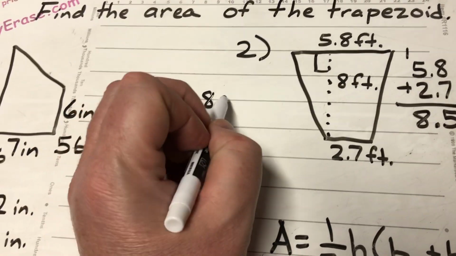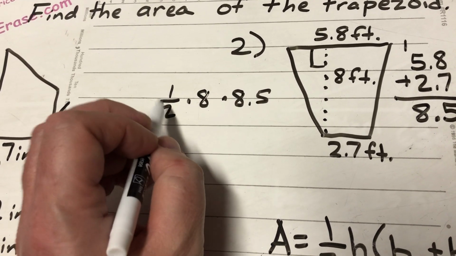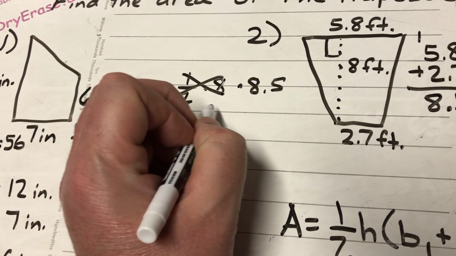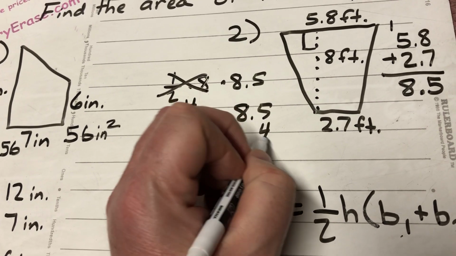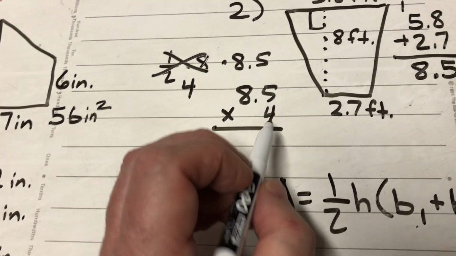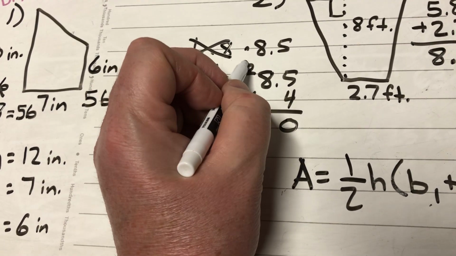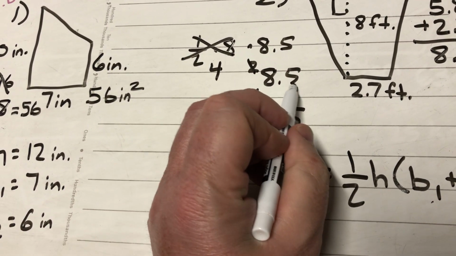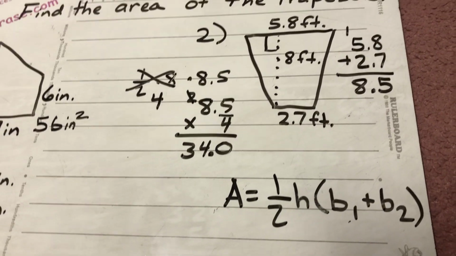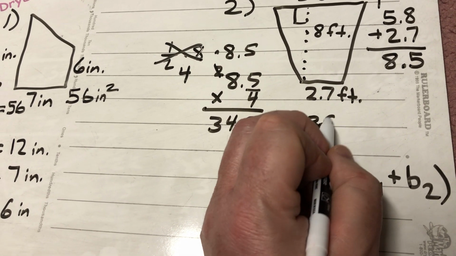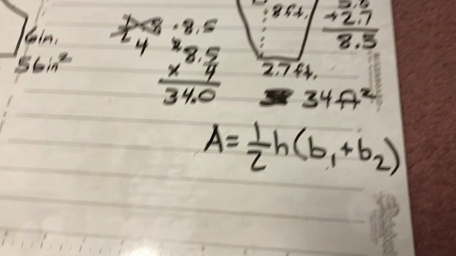So 1/2 times 8 and 5/10. Well, I know that half of 8 is 4. 1/2 times 8 is going to be 4. So that leaves me with 4 times 8.5. So if I just come over here and do 8.5 times 4, I know the decimals don't have to be lined up. 4 times 5 is 20. Put the 0 down, carry the 2. 4 times 8 is 32, plus 2 is 34. One digit comes after the decimal in the problem, so one digit comes after the decimal in the answer. My final answer is 34 square feet. All right?